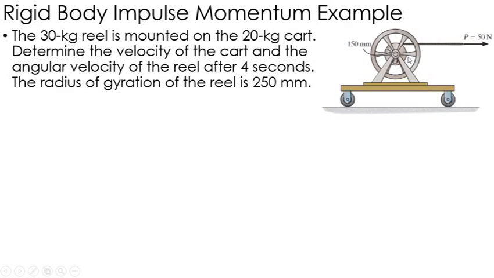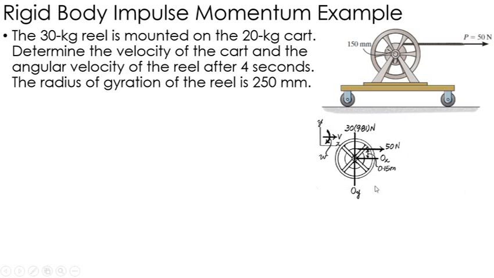In this problem, we have a 30 kilogram reel mounted on a 20 kilogram cart, and it's pulled by a cable at 50 newtons as shown here. I want to determine the velocity of the cart as well as the angular velocity of the reel after 4 seconds. The radius of gyration of the wheel is 250 millimeters.